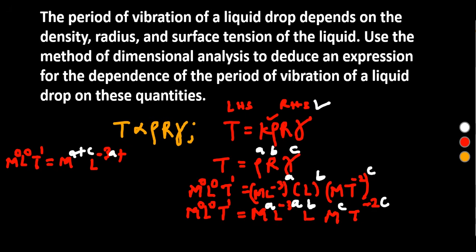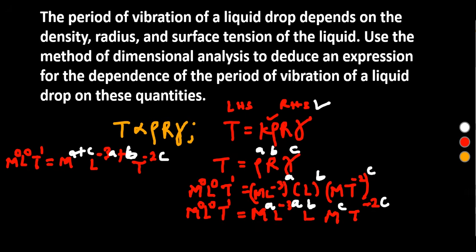So let's be consistent with use of color. This is B. L to the power of B. Then we'll come to T. We have only one T here, and it's raised to the power of minus 2C. So we have T raised to the power of minus 2 what? C. All right. So we have collected like terms.